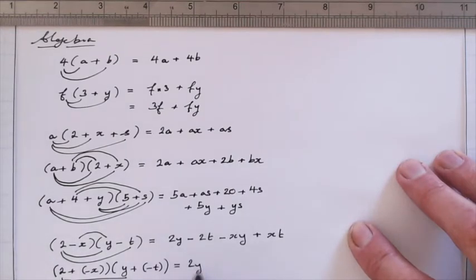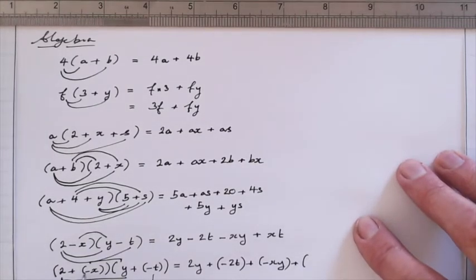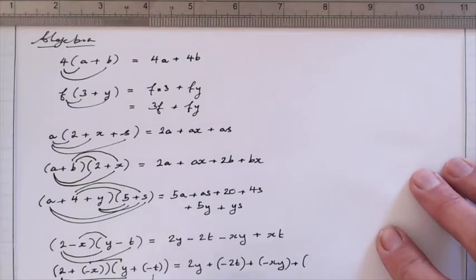So we have 2y, we have plus 2 times negative t, and 2 times negative t is minus 2t. Then we have plus negative x times y, and then we have plus negative x times negative t, which would be plus xt. And then you see we have the same as above, because plus of a negative number is just minus that number.